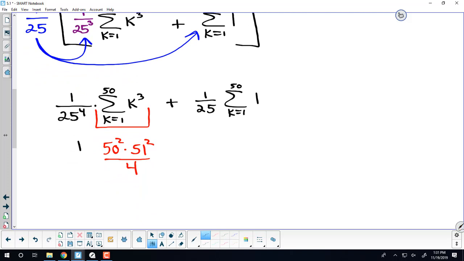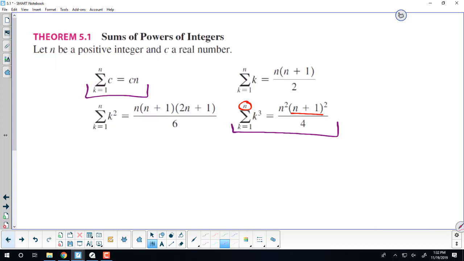It's still multiplied by 1 over 25 to the fourth. Plus our 1 over 25 times this summation, which turns into what? The sum from 1 to 50 of 1. 50 times 1, right? That's the constant 1 here. We're summing 1 from 1 to 50, so it's just n times the constant, 50 times 1 for us.